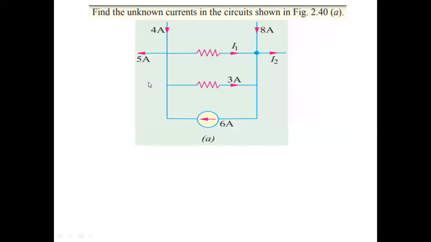In the previous class, we discussed star to delta and delta to star conversion of networks, and we also worked out some examples. Today we will see the application of KVL and KCL, Kirchhoff's voltage law and Kirchhoff's current law. So how can we apply the KVL and KCL laws to a network?